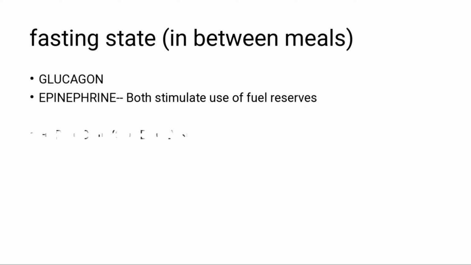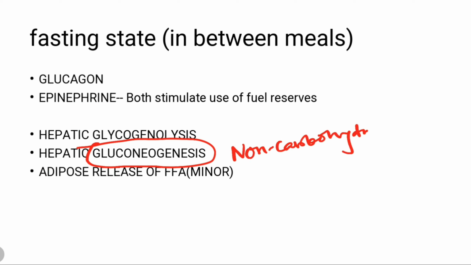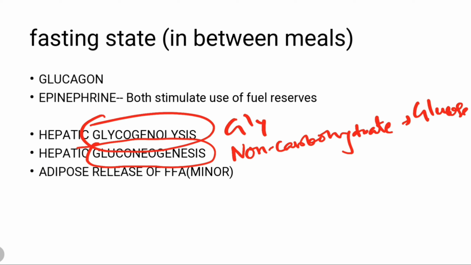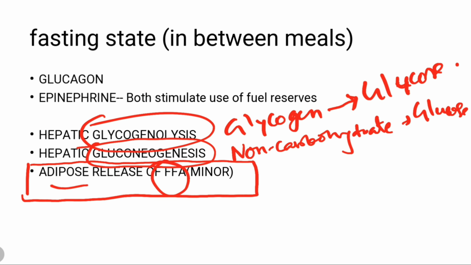These hormones promote hepatic glycogenolysis, and they promote hepatic gluconeogenesis, that is production of glucose from any non-glucose, non-carbohydrate entity, which is known as gluconeogenesis. Glycogenolysis means glycogen is broken down to glucose, which is released in the blood. And on a minor scale, there is release of free fatty acids from the adipose tissue.